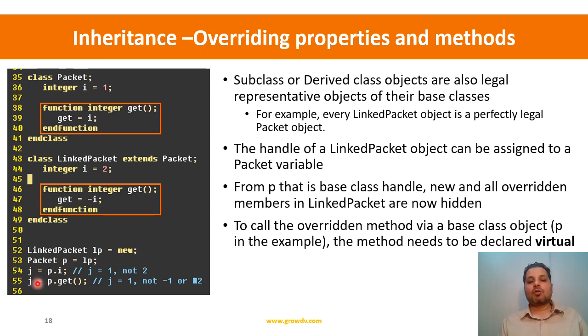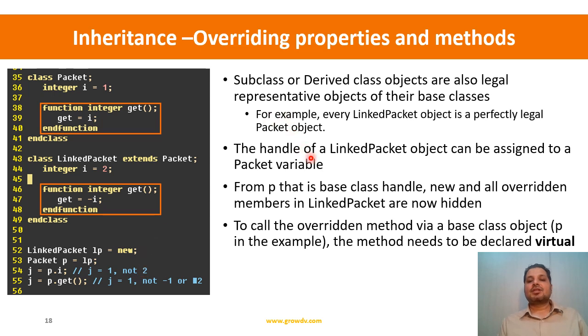So now what I'm going to say is, if I say j equal to p.i, now my p is pointing to a derived class object. So what is the value of i that I'm going to get, right? Am I going to get the derived class value or am I going to get the base class value? So here you will get a base class value. So j will become equal to 1, which is the value that we had seen in the base class, not the one that we had seen in the derived class.